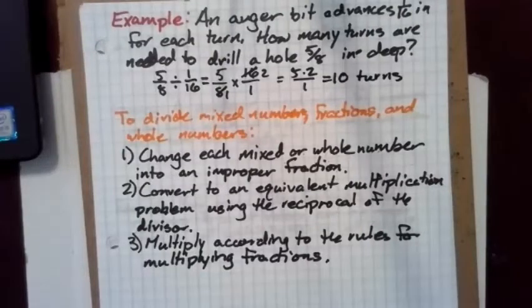To divide mixed numbers, fractions, and whole numbers, first we change each mixed or whole number into an improper fraction, then convert to an equivalent multiplication problem using the reciprocal of the divisor. Multiply according to the rules for multiplying fractions.